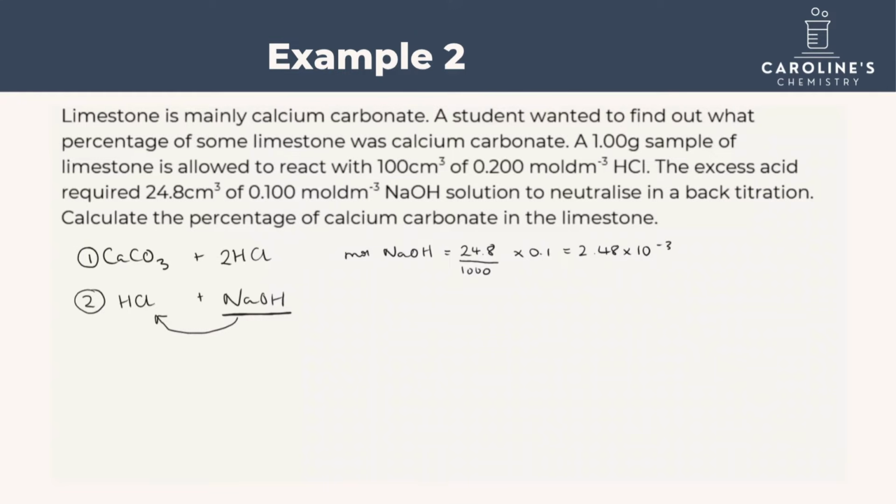I can work out the moles of HCl that was left over, i.e. didn't react with the calcium carbonate. That's a 1:1 ratio and it's 2.48 times 10 to the minus 3. Now I have to ask myself that very important question, in what volume?